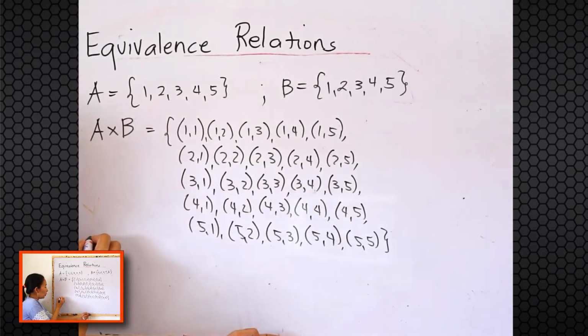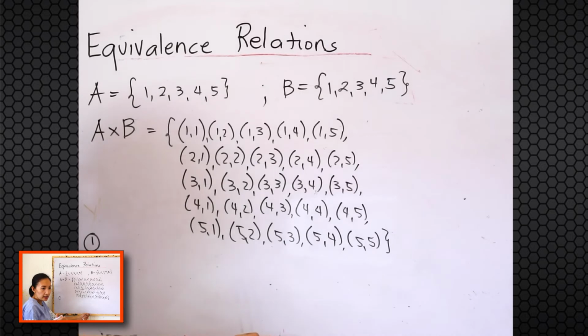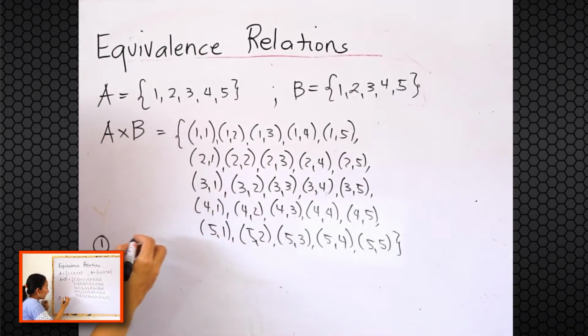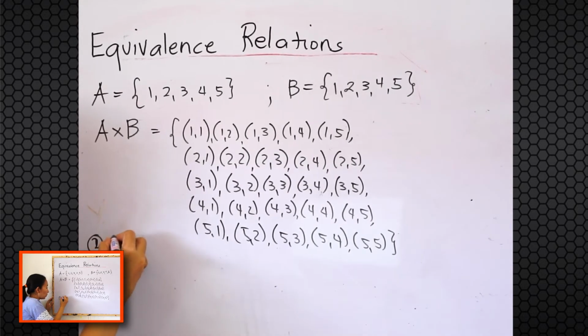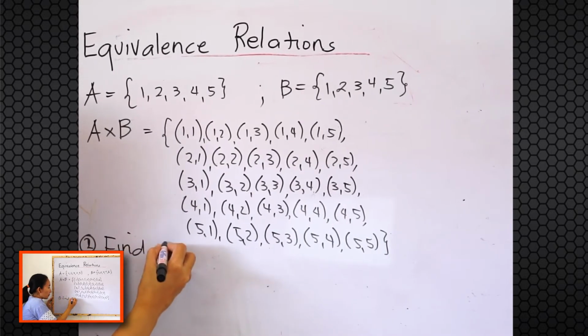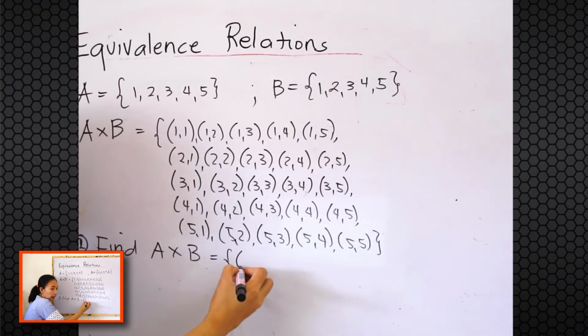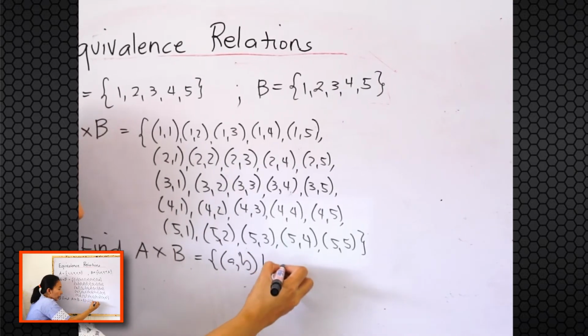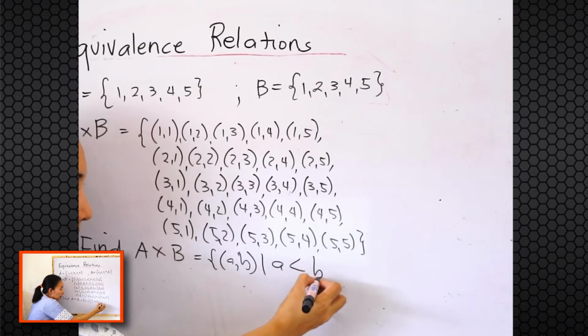Now let's look into the second one. The relation is a set of ordered pairs. So when we speak of a relation, put this in mind, we also refer to it as a set of ordered pairs. Now going back, find number 2. Find A cross B such that a is less than b.